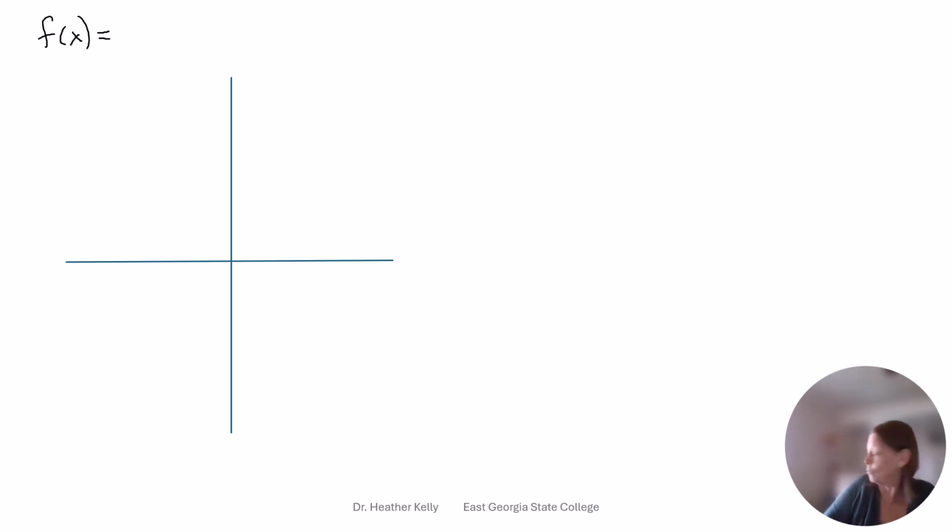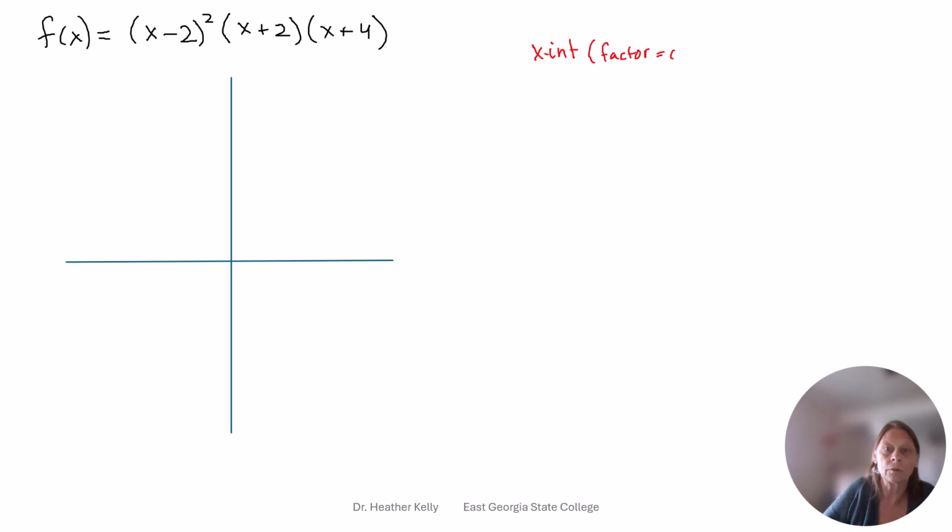Again, I'm going to start off with one that is nicely factored here just to make sure that we get the idea of all the little pieces and parts that we need to do here. x plus 2 and x plus 4. Okay, so here's our equation, and we need to get our x-intercepts. And we get our x-intercepts by setting factors equal to 0. So here we have x minus 2, so we have 2, 0. We have x plus 2, so we have -2 and 0. And we have x plus 4, that is -4 and 0.